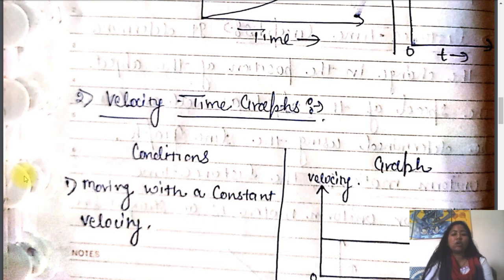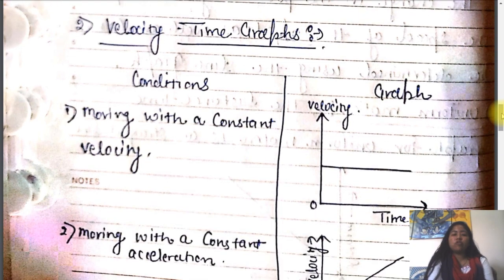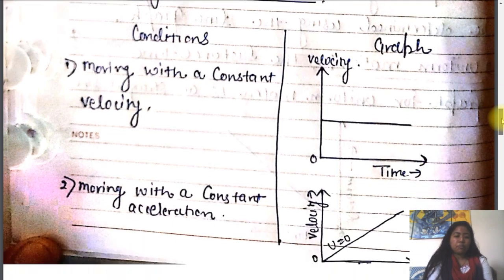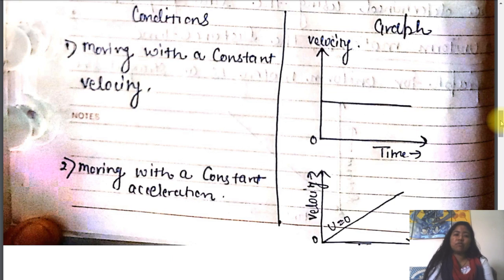Whenever an object is moving with a constant velocity, that means velocity will not change, but time will keep on changing. In that particular condition, we have a line parallel to the time axis. Every time, we mention time along the x-axis, and whatever the other changing quantity is along the y-axis. So this is the graph for an object moving with constant velocity.